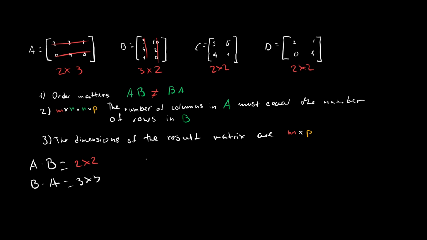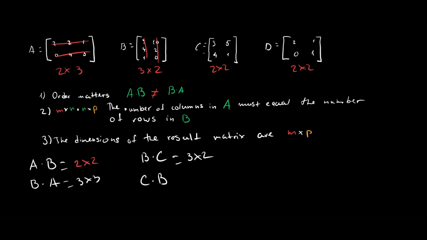Can we multiply matrix B and C? Matrix B has 2 columns and matrix C has 2 rows, which means we can multiply those two. And the dimension we're going to get is 3 by 2. Awesome. Let's see if we can multiply C and B.